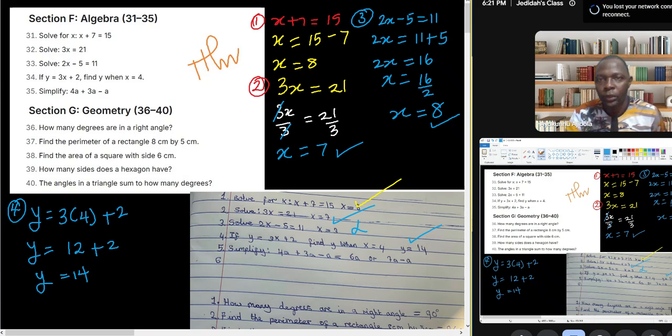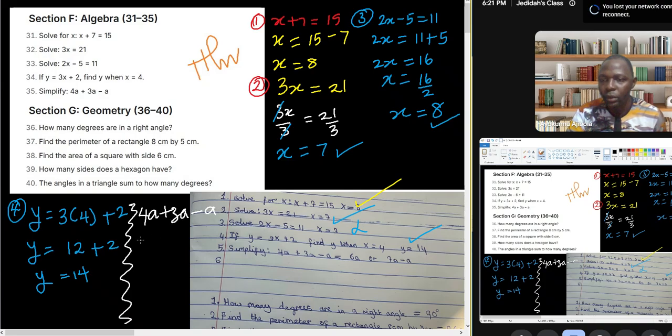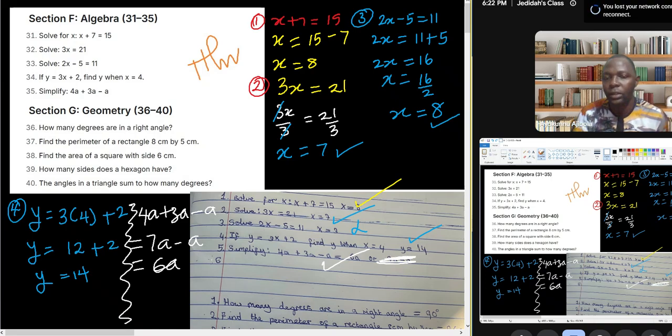And the next one, number 5, says simplify 4a plus 3a minus a. So what do we do? 4a plus 3a is 7a. What is 7a minus a? 6a. So why did you put an 'or'? Next time you do that, I'll just cancel the whole thing. It should be 6a, okay?